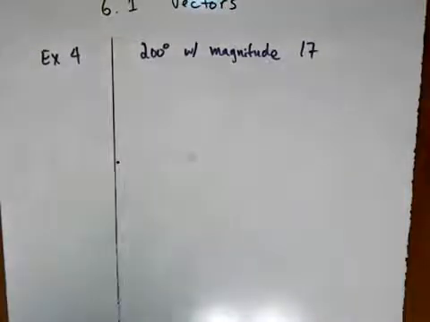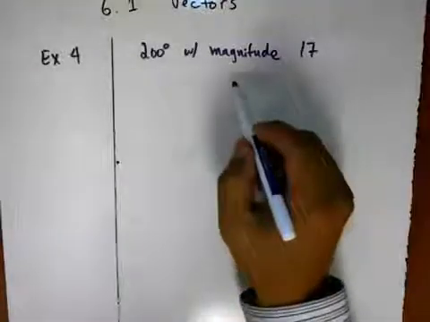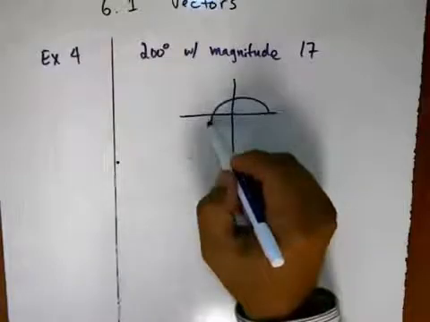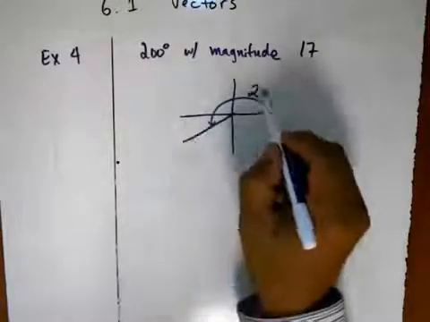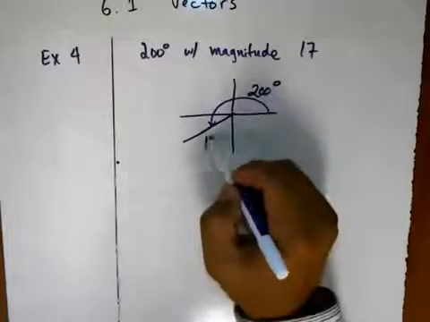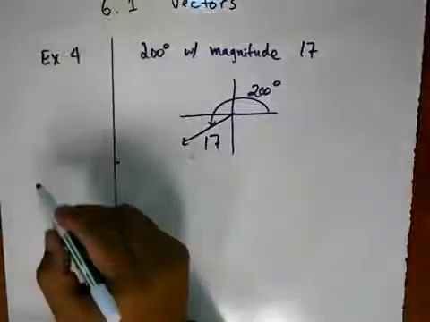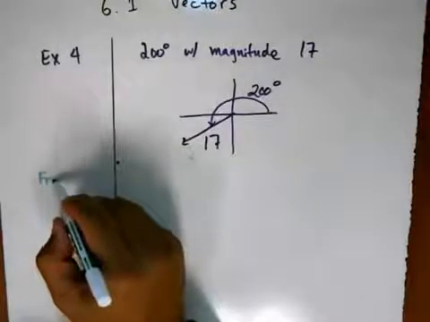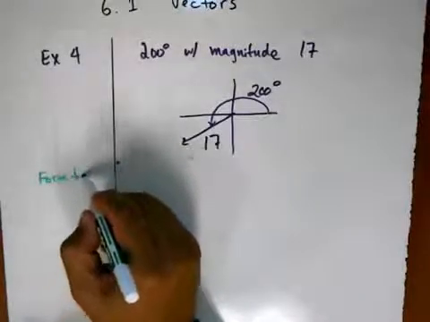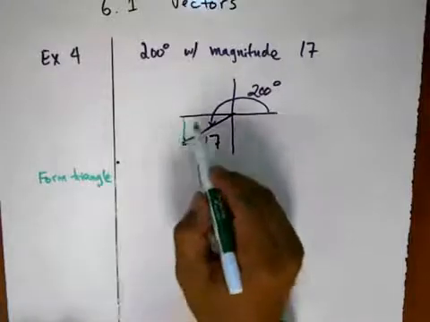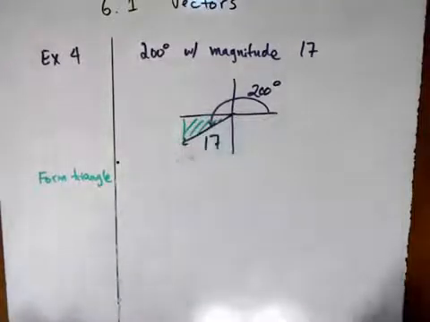So this is similar to the previous problem, but this time I have an angle of 200 degrees with a magnitude of 17. So if I rotate 200 degrees, that's down here. 200 degrees, and the magnitude here is 17. And there's two ways I can solve this problem. I can solve by forming a triangle. So I can take this triangle in here.